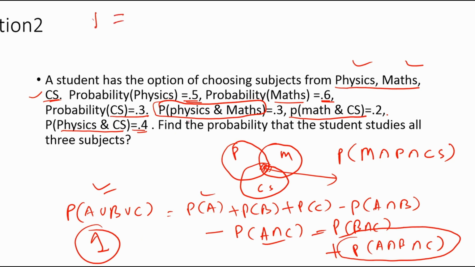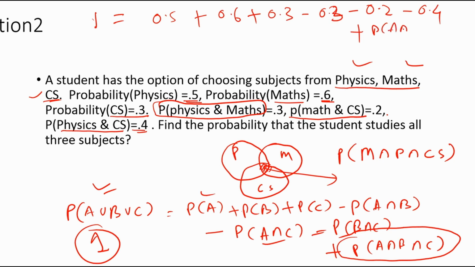So 1 equal to P of is 0.5 plus 0.6 plus 0.3 minus 0.2 minus 0.3 minus 0.2 minus 0.4, and then P of A intersection maths intersection CS. So if you add this up, this is 1.4 minus 1 plus P of, we'll just denote it as P.